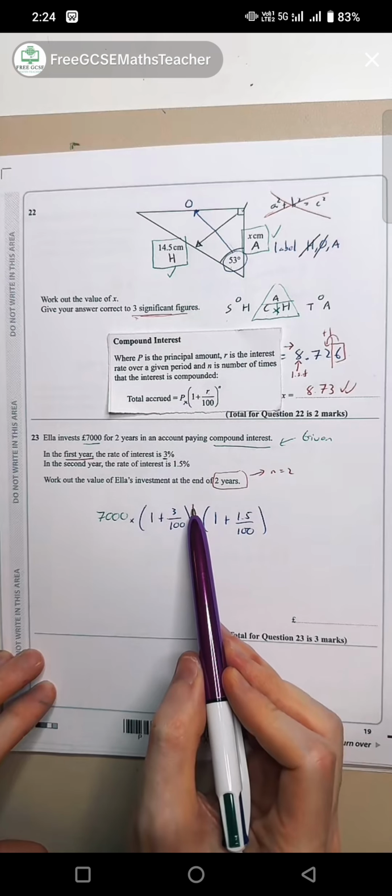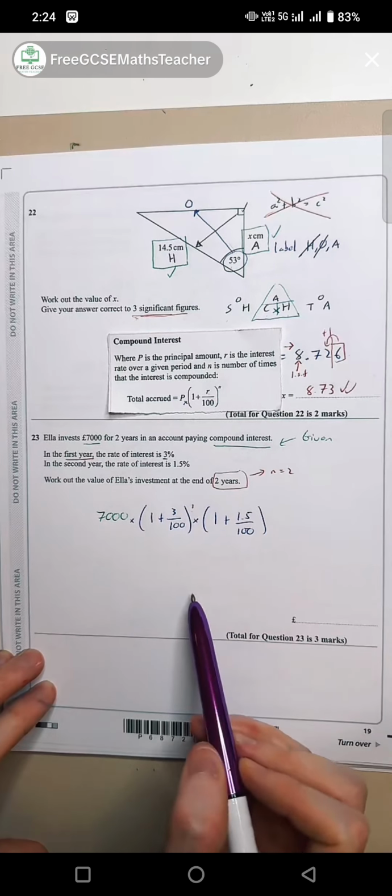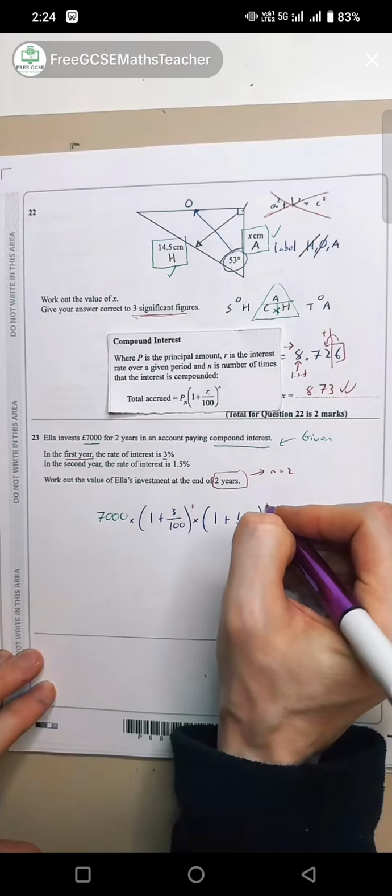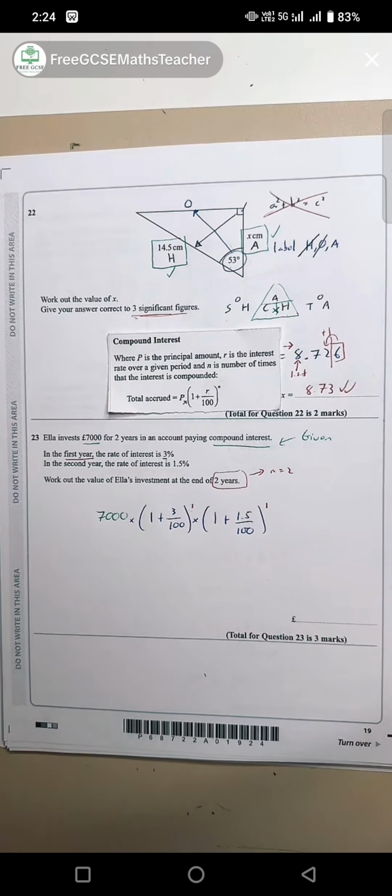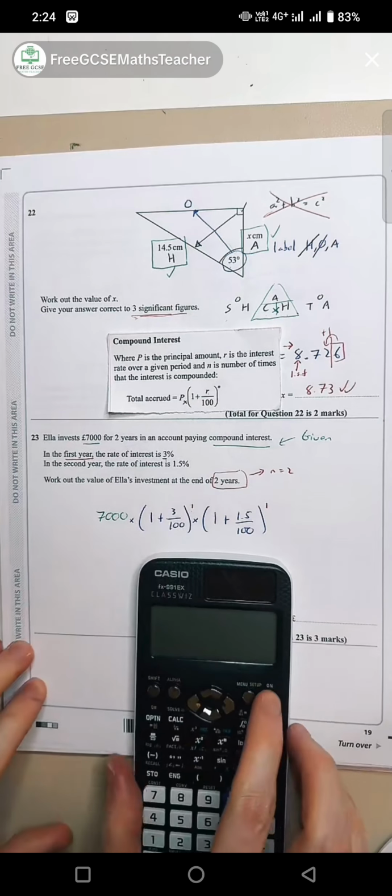So the first year was 3% for 1 year. The second year, that gains still only 1 year because 1 add 1 gives you 2. So it's just the power of 1. That goes straight into your calculator if you're using that way. I'll show you 2 ways in a second.